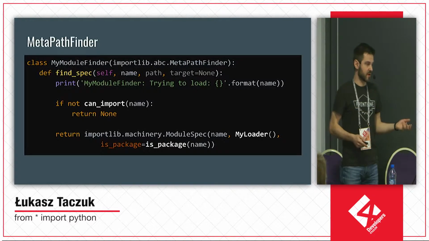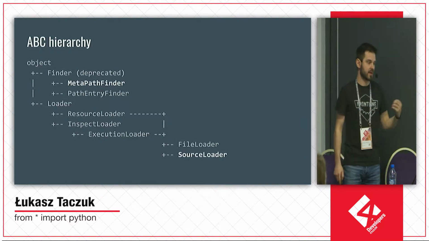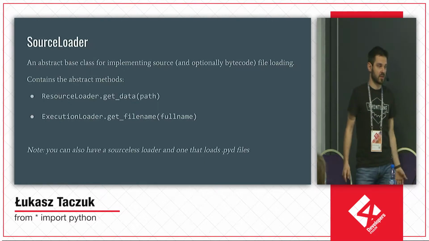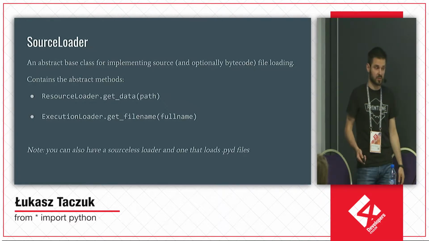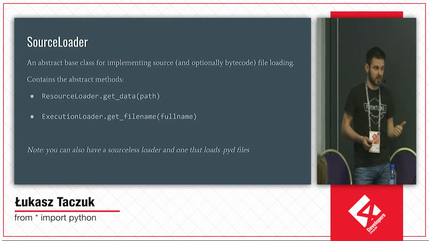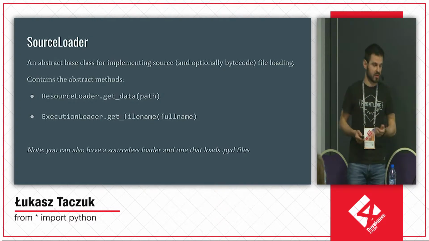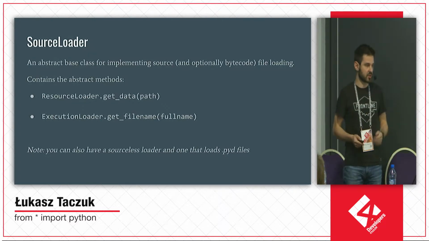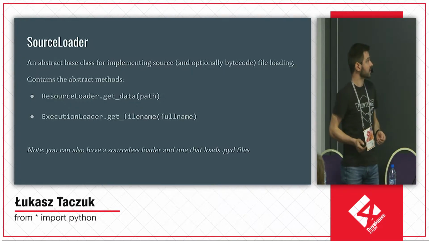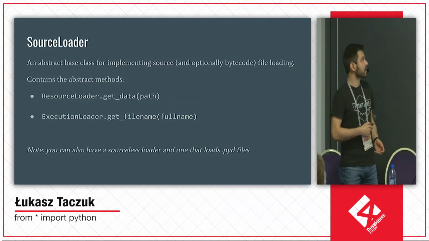So this is the finder part. And for the loader, well, that's an abstract base class that implements the file loading. You can either import from load from source or from bytecode. So that's as you wish. You can also add additional caching if you want to afterwards. And it contains two methods, quite simple actually: get data and get file name.